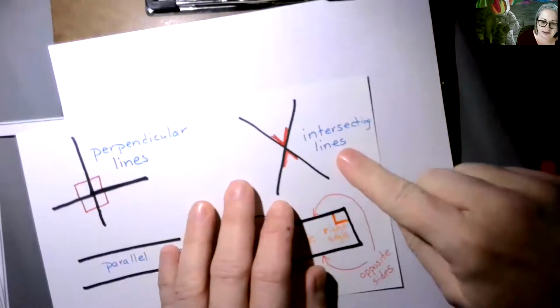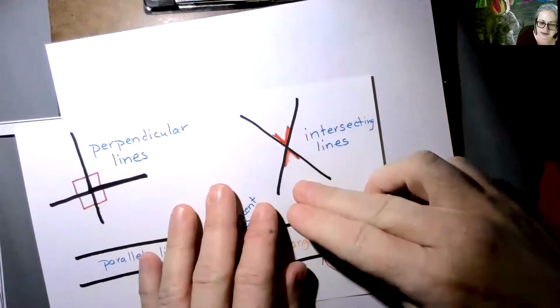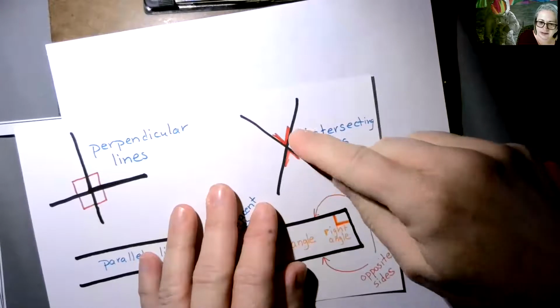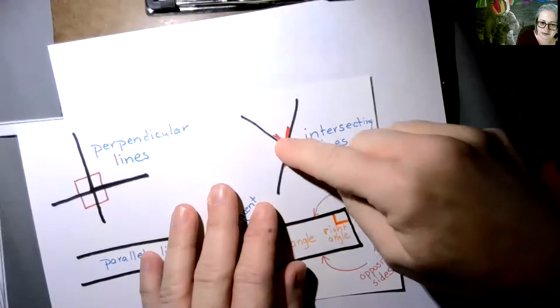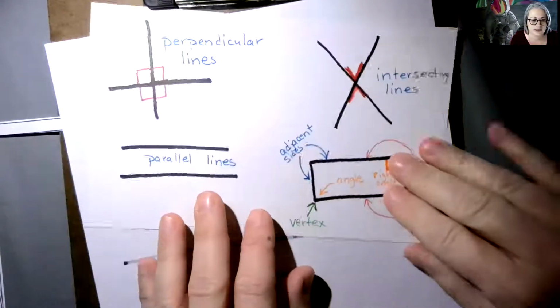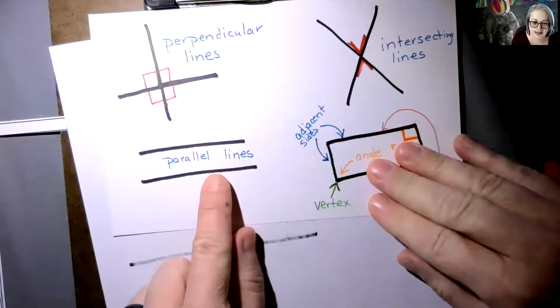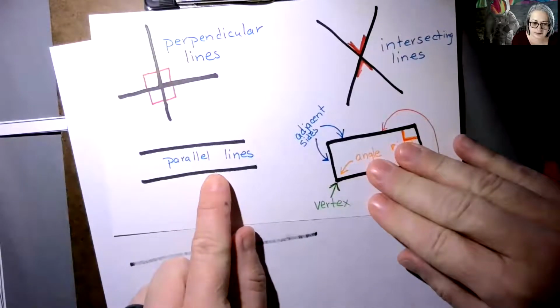Okay? Intersecting lines are just lines that cross over and they make a V, and they're wide V's or a small V. Then we have parallel lines. They never cross. Think of like a train track or the lines on a road. They would never cross because it would cause problems if they ever did.